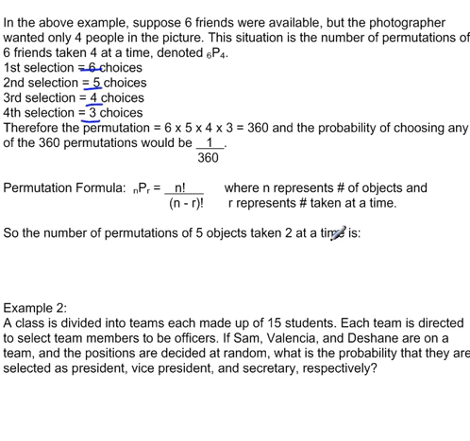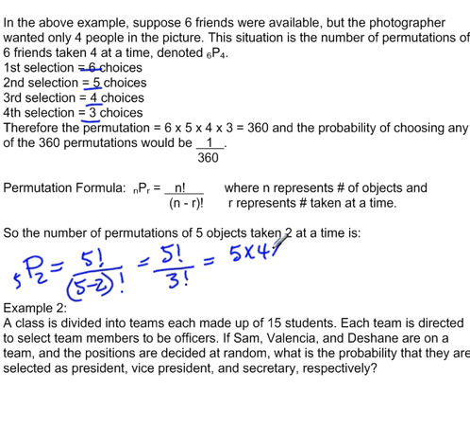So the number of permutations for 5 objects taken 2 at a time would be 5 permutation 2, which would be 5 factorial over 5 minus 2 factorial. Okay, so that's going to be 5 factorial over 3 factorial, which is equal to 5 times 4 times 3 factorial, because it would just keep counting down. But we don't have to. We can stop there because we have a 3 factorial on the bottom. And those cancel. So you have 20 possible outcomes.